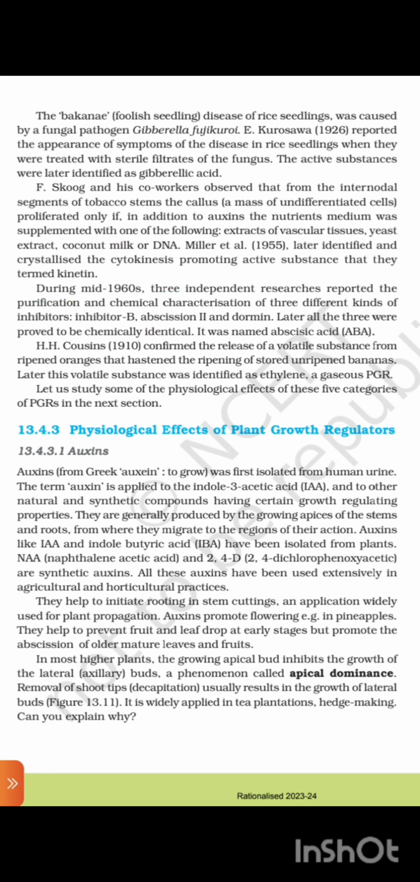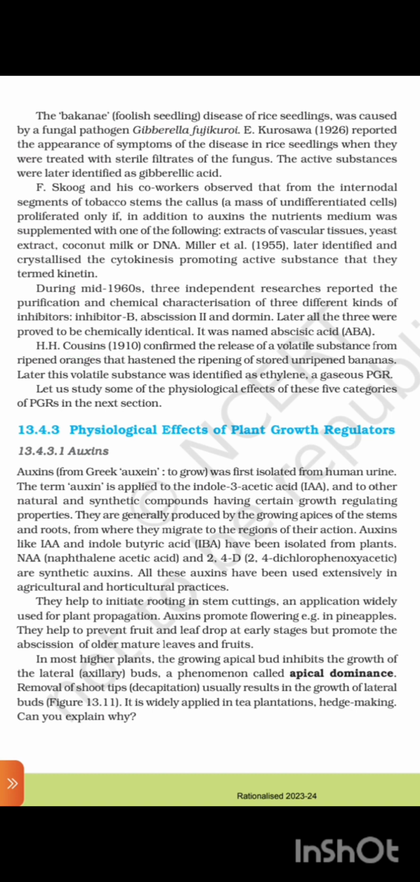During the mid-1960s, independent researchers reported the purification and chemical characterization of three different kinds of inhibitors: inhibitor B, abscission II, and dormin. Later, all three were proved to be chemically identical. It was named abscisic acid, ABA.